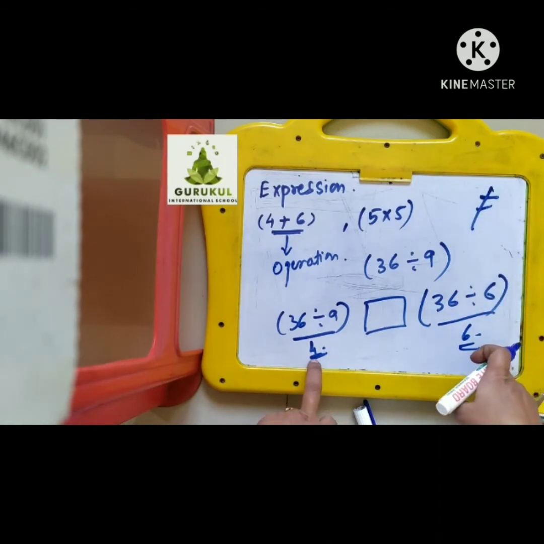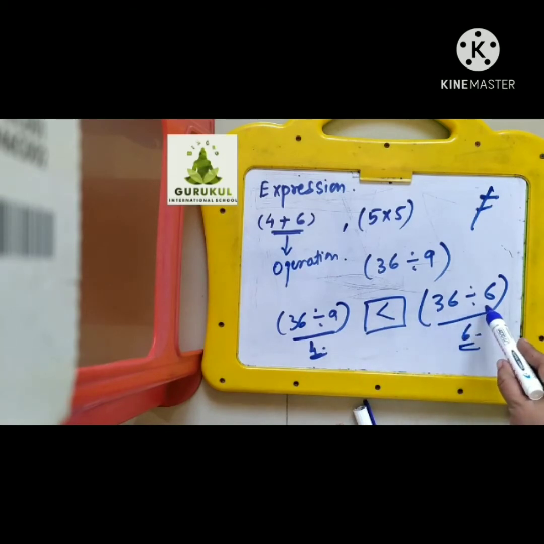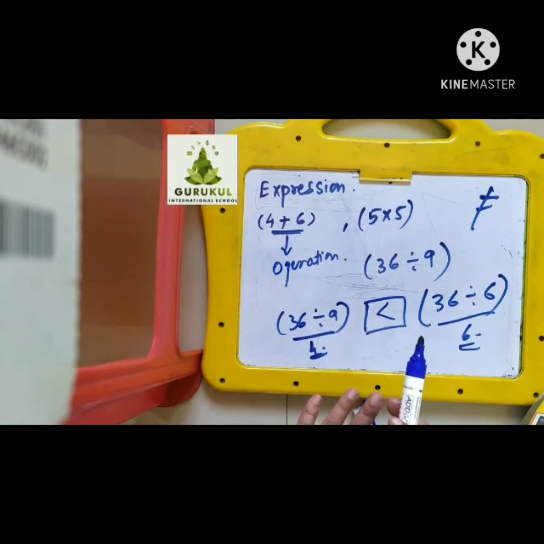But in inequality, which is the greater number and which is the smaller number? Correct, 6 is the bigger number, so you put the bigger sign here, and you can say that the expression 36 divided by 6 is a greater expression compared to 36 divided by 9. In this way you can decide the inequality with either a greater than sign or a less than sign.